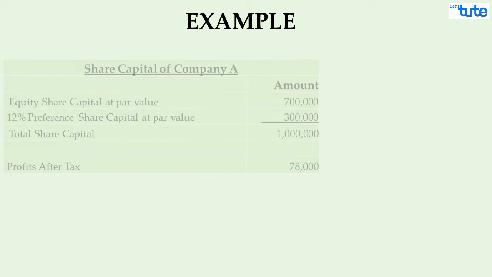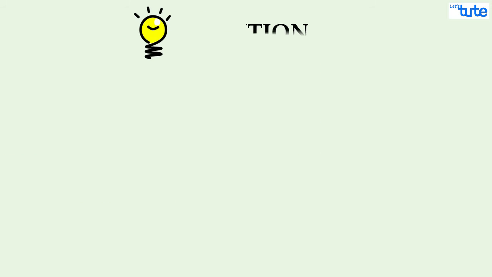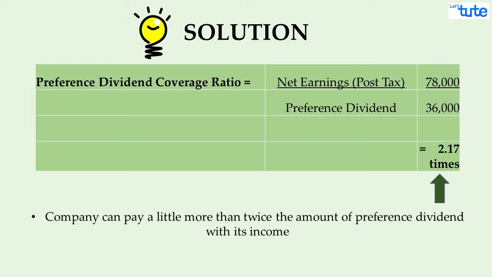This example will help us understand it in a better way. The details of the company's share capital show the par value of preference share capital of 3 lakhs with the dividend rate of 12%, which gives us the preference dividend amount of 36,000. The earnings after tax amount to 78,000. Thus, we get the preference dividend coverage ratio of 2.17 times by dividing this post-tax income by the preference dividend amount. Thus, this ratio tells us that the company can cover preference dividend payments 2.17 times with its current earnings, which shows that it is doing financially well.